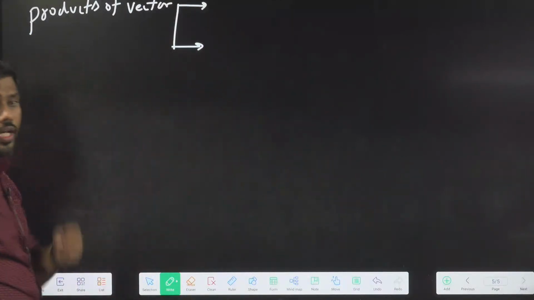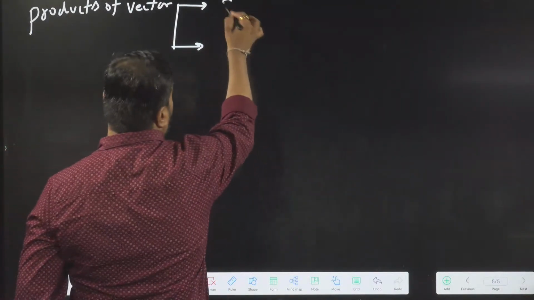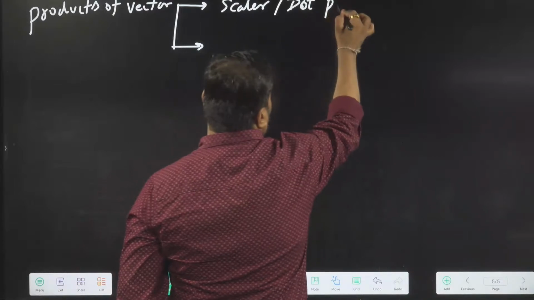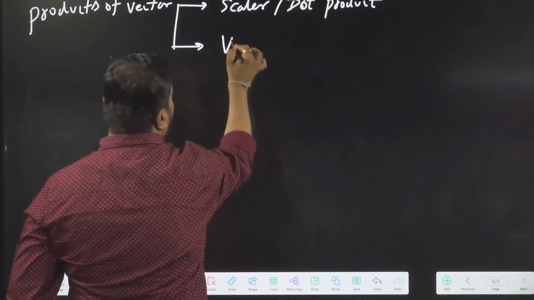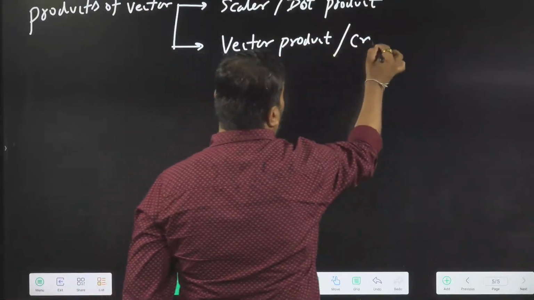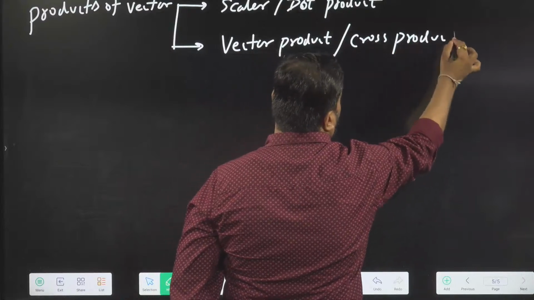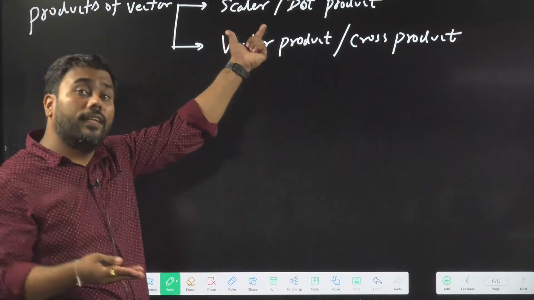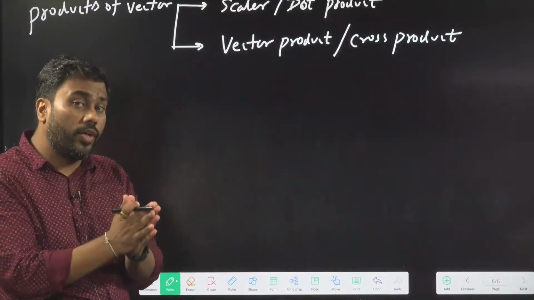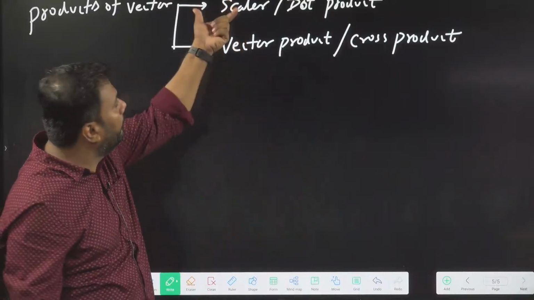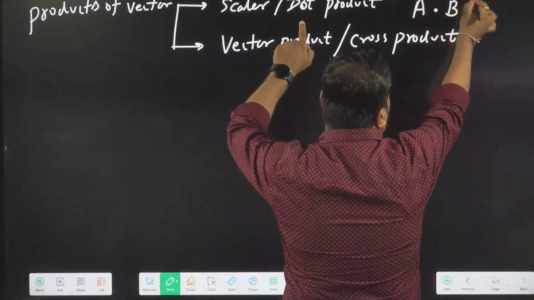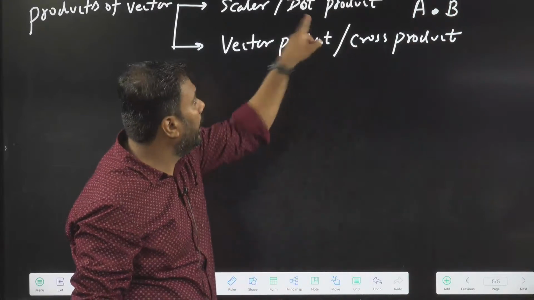In vectors, we will learn two kinds of product. First is the scalar product, which is also called the dot product. The other is the vector product, which is also called the cross product. The scalar product is called scalar because it gives us a scalar number. If I multiply two vectors with the scalar product, I get a scalar number. That's why the name is scalar product. And it is represented by a dot, a dot in between.